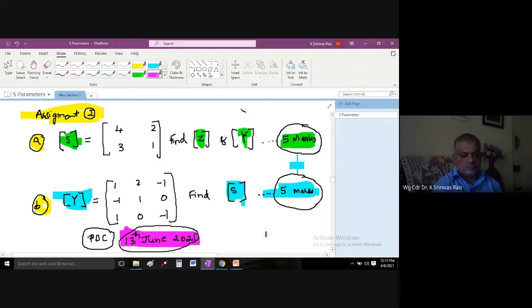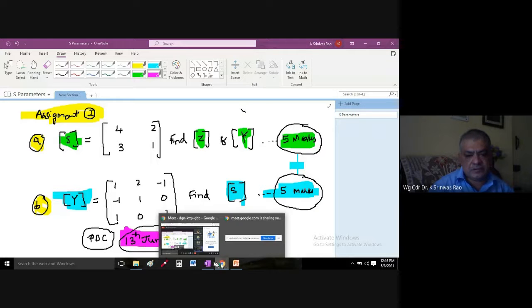Shall I remove it? I hope my connection is okay.